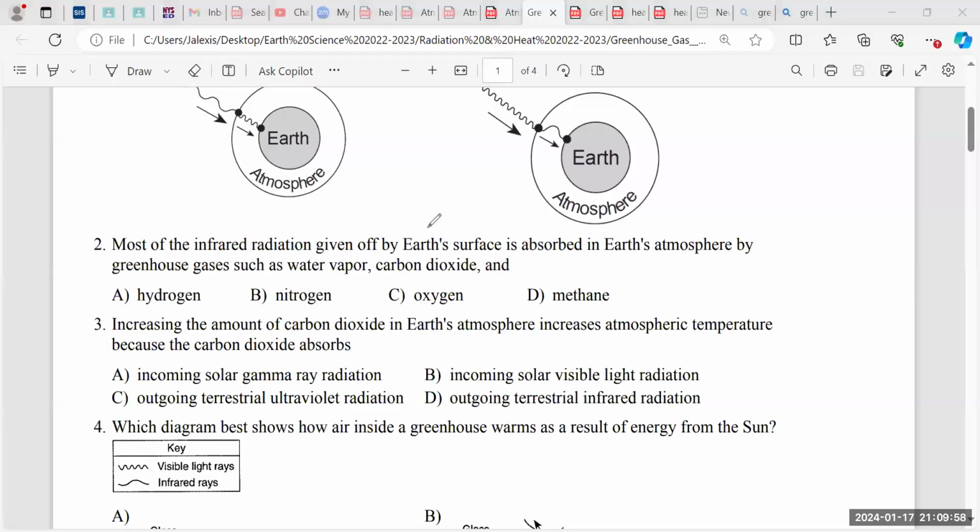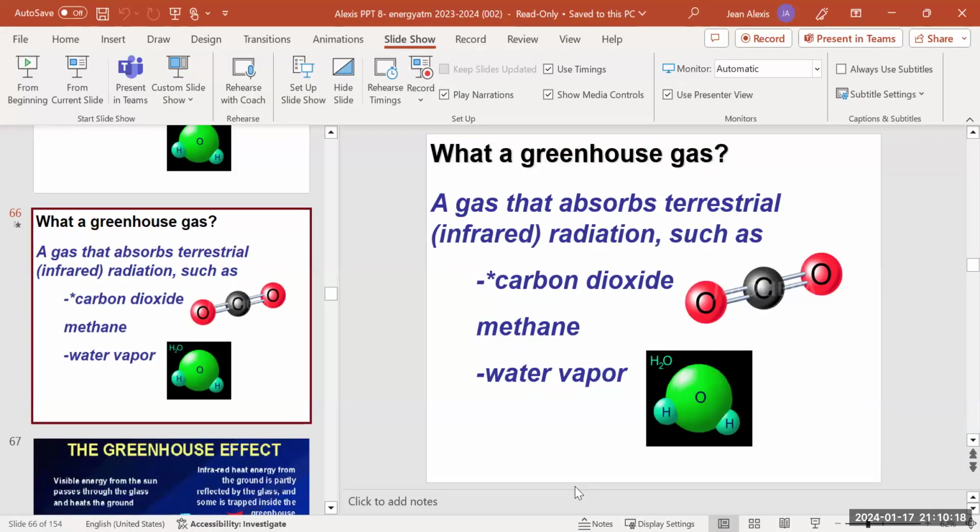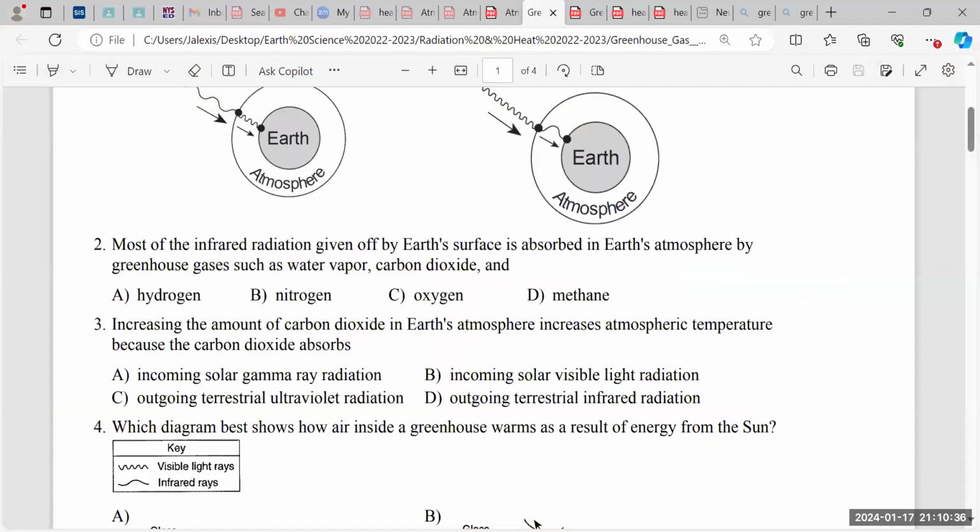All right, number two. Number two says most of the infrared radiation given off by the Earth's surface is absorbed in Earth's atmosphere by greenhouse gases such as water vapor, carbon dioxide. And when we look at our notes, this is something we definitely want to take a look at. A greenhouse gas is a gas that absorbs terrestrial, meaning from the Earth, infrared radiation, such as carbon dioxide, water vapor, and methane. These are your three main greenhouse gases. And so that's why the correct answer is choice D.